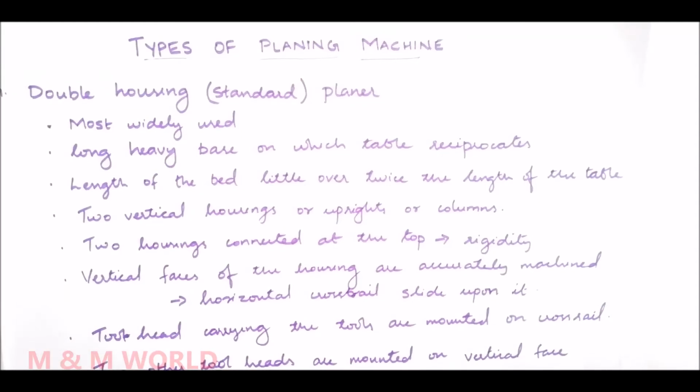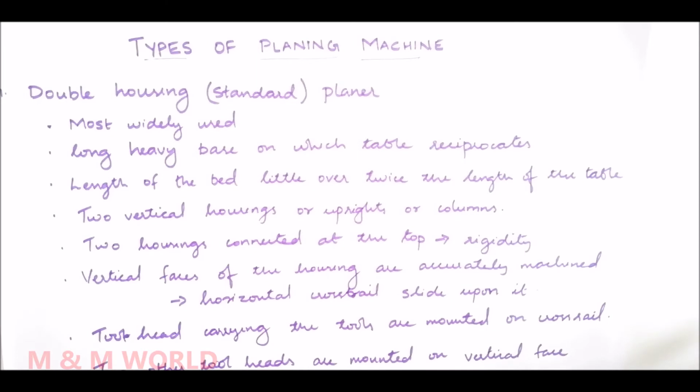Hi everyone. In this video we will study about different types of planing machine. The planing machine, like a shaping machine, is primarily intended to produce plain and flat surfaces by using a single point cutting tool. A planer is very large and massive compared to a shaper, and it is capable of machining heavy workpieces which cannot be accommodated on a shaping machine.